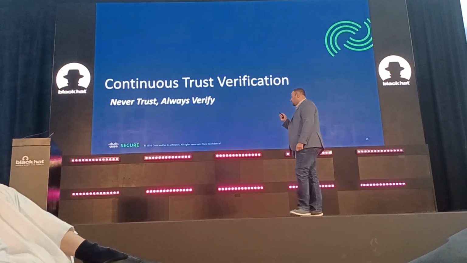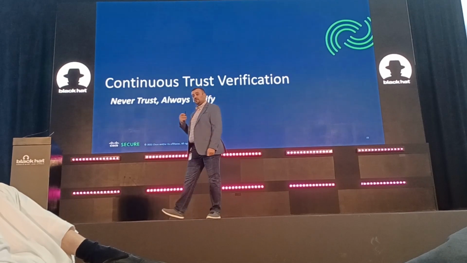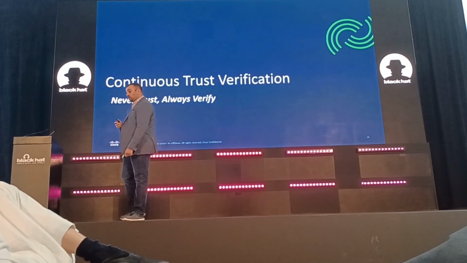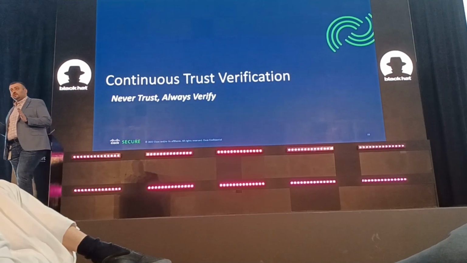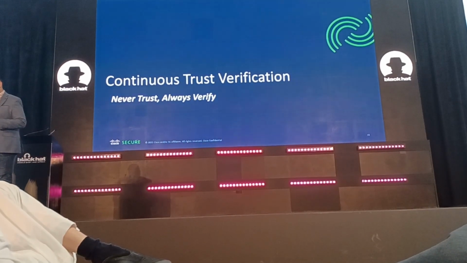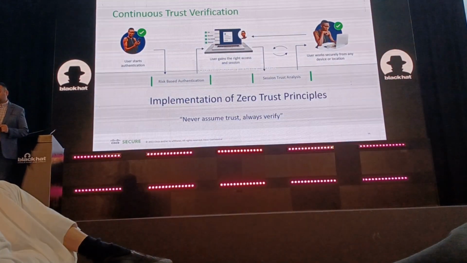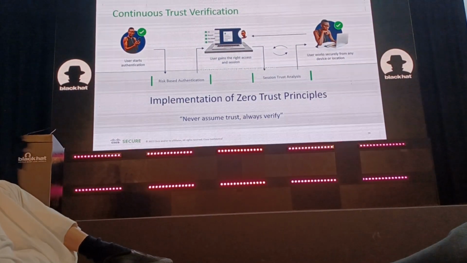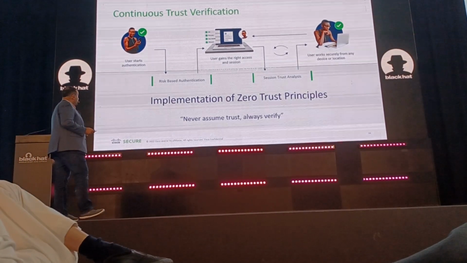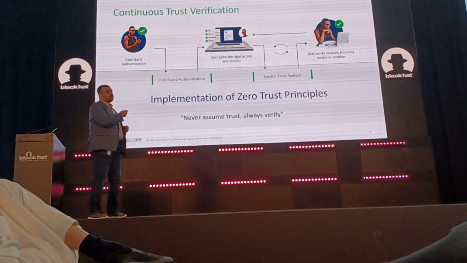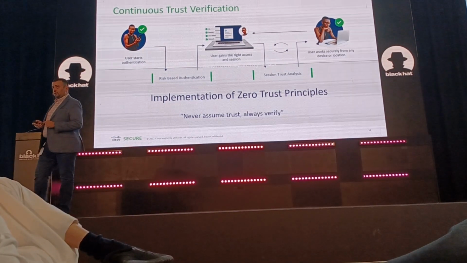So the second main concept for Zero Trust is continuous verification of trust. The main principle for Zero Trust is never trust, always verify. If a user is trying to authenticate and get access to the application, we need to do something we call RBA, risk-based authentication.